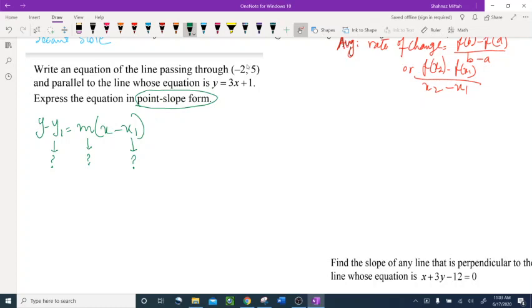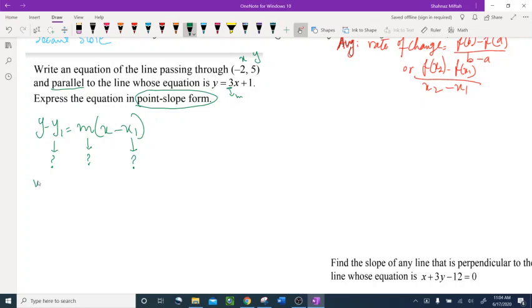Now, the point they are giving me in the question is (-2, 5). So I already know this is the x value, that's the y value. And since they use the word parallel, the new line that I'm talking about is parallel to the equation y equals 3x plus 1. So what does parallel mean? When the slopes are the same. So if this is y equals mx plus b, this is m, which means that's the slope. So the slopes are the same, x and y are already given. All I have to do is plug them in, and you are good to go.